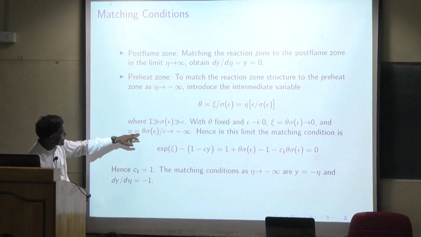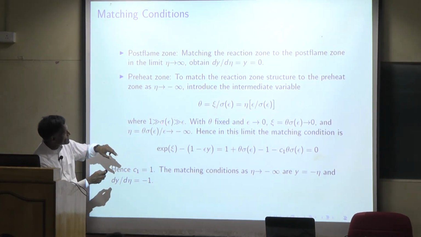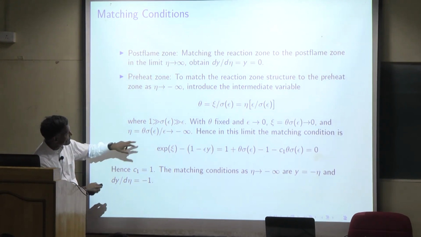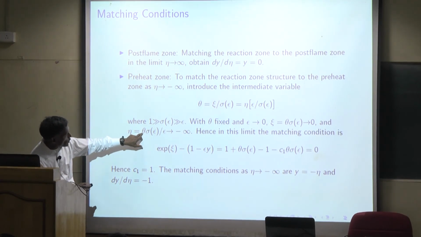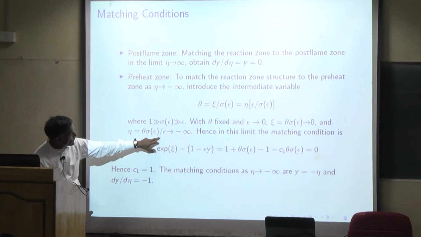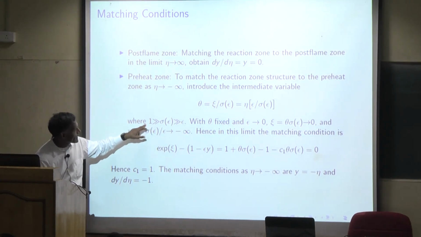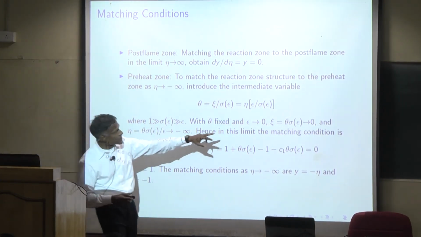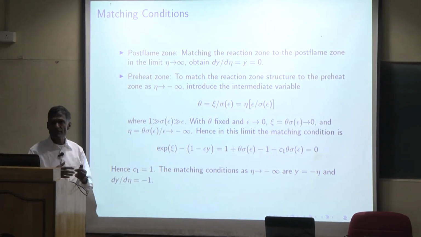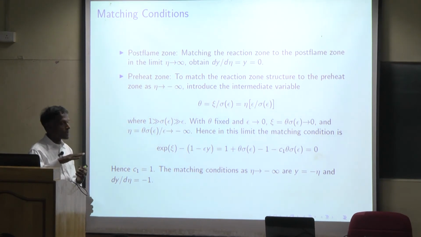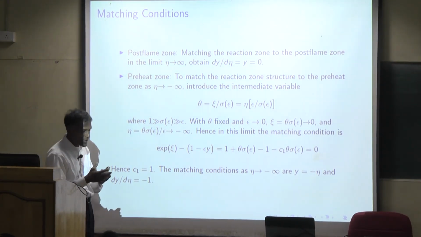Now you notice that this ratio is very large, because we have made the assumption that sigma epsilon is much larger than epsilon, therefore this ratio is large. So when theta is order 1, eta goes to minus infinity like we want, because this is very large, and theta goes to 0, and c goes to 0. So in terms of the intermediate variable, c goes to 0, and eta tends to minus infinity.